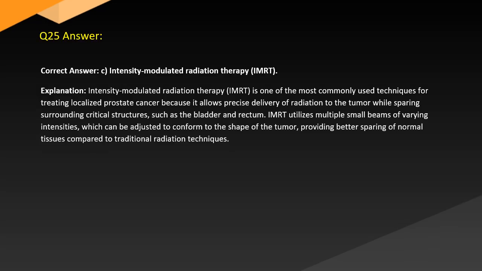Answer. Correct answer: C. Intensity modulated radiation therapy (IMRT). Explanation. Intensity modulated radiation therapy (IMRT) is one of the most commonly used techniques for treating localized prostate cancer because it allows precise delivery of radiation to the tumor while sparing surrounding critical structures, such as the bladder and rectum. IMRT utilizes multiple small beams of varying intensities, which can be adjusted to conform to the shape of the tumor, providing better sparing of normal tissues compared to traditional radiation techniques.